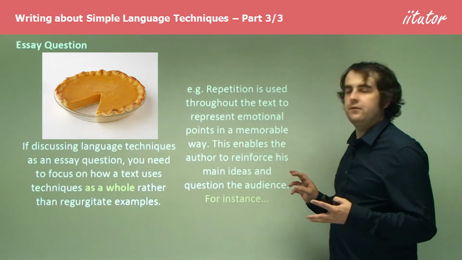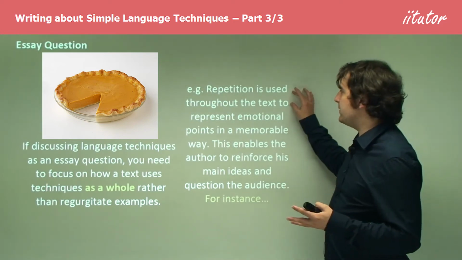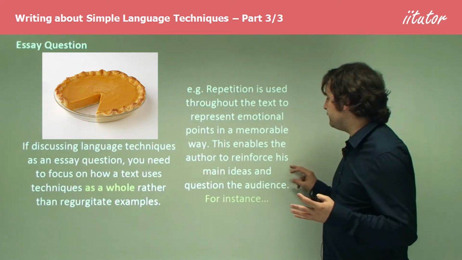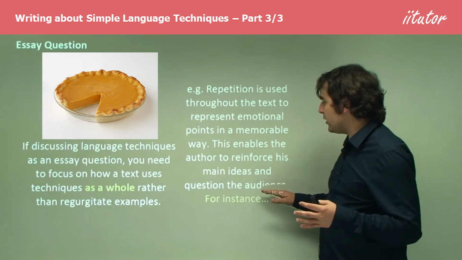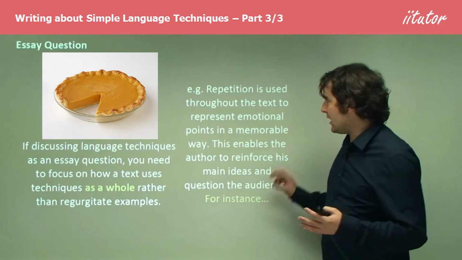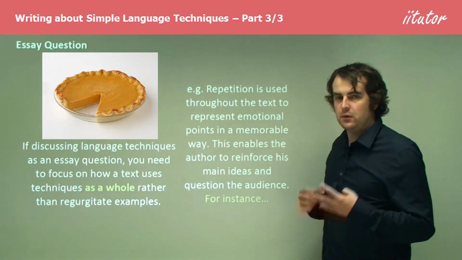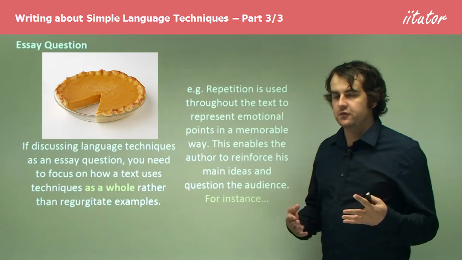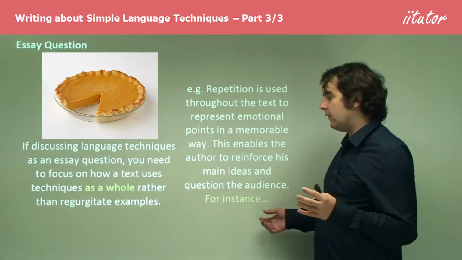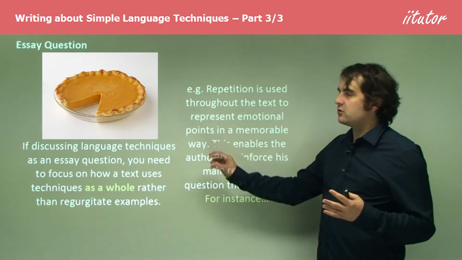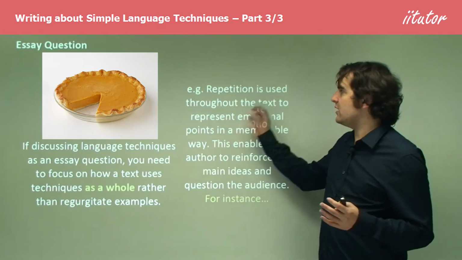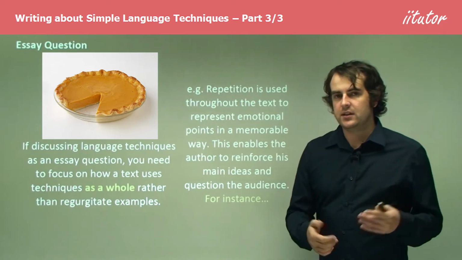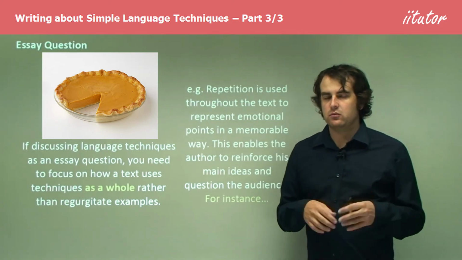So we're not just going straight for an example here. We're going towards what repetition does throughout the text first. This enables the author to reinforce his main ideas and question the audience. Again, it all basically states what the text is trying to do. For instance, "freedom at last", the example we've used before. Okay, that's using that little slice of the text that we used before. If we just said that repetition is used, so for instance, "freedom at last", well, that's just one example. It doesn't say why the text does it. It just says there's an example in there.